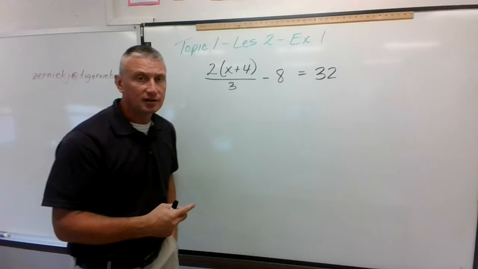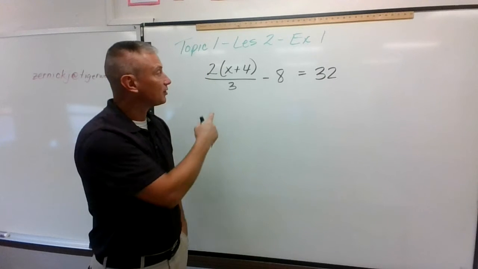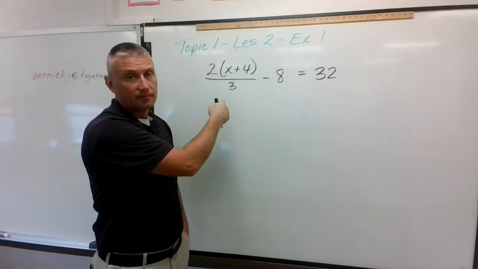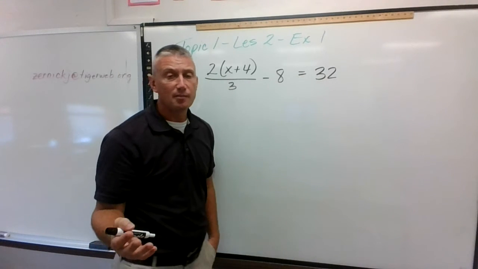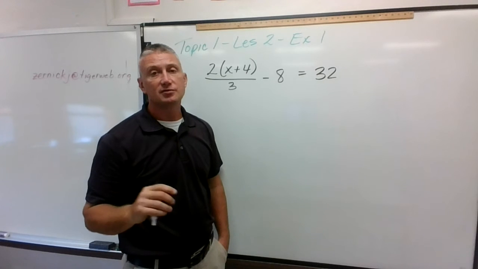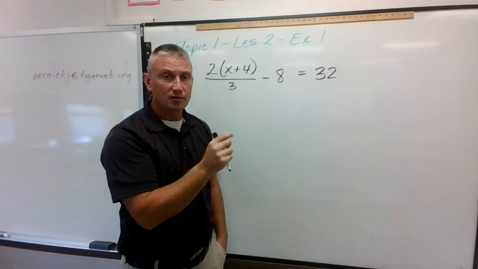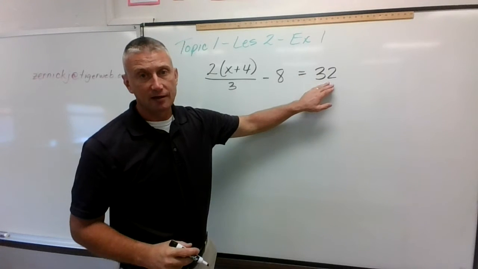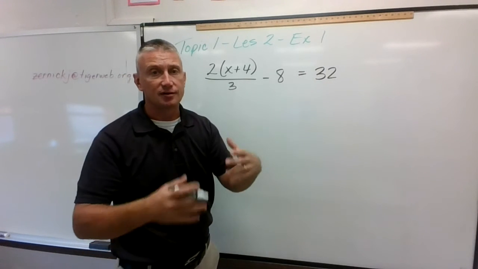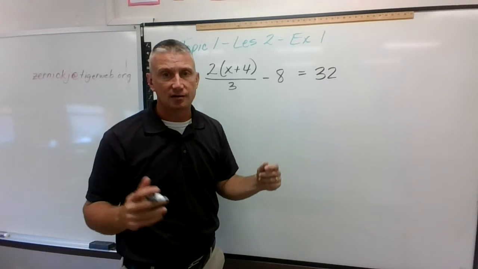So here you see the equation: 2 times the quantity x plus 4 divided by 3 minus 8 equals 32. So what you want to make sure of every single time you solve an equation is that you have both sides of this simplified. This is simplified already, 32. The number 32 is just 32. It's already done. We can't do anything else at 32.